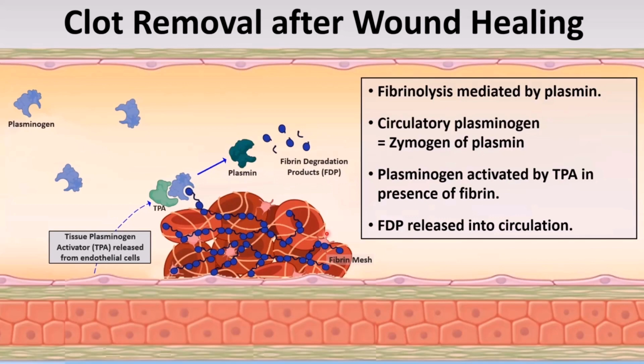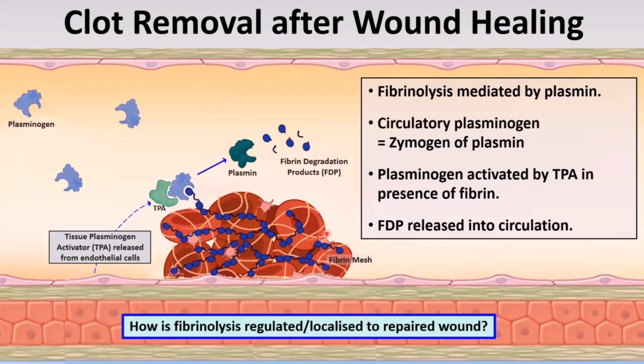So then the critical question is here. How does the body ensure that plasmin is only activated and starts degrading your fibrin mesh at the repaired wound itself? Alright, how can you make sure that fibrinolysis is only localized to the wound that has been fully repaired and not anywhere else?